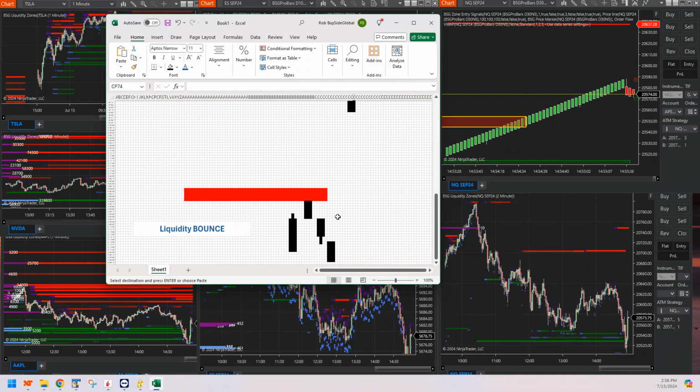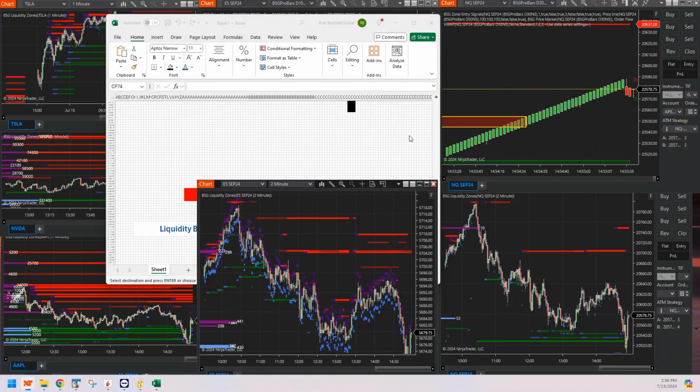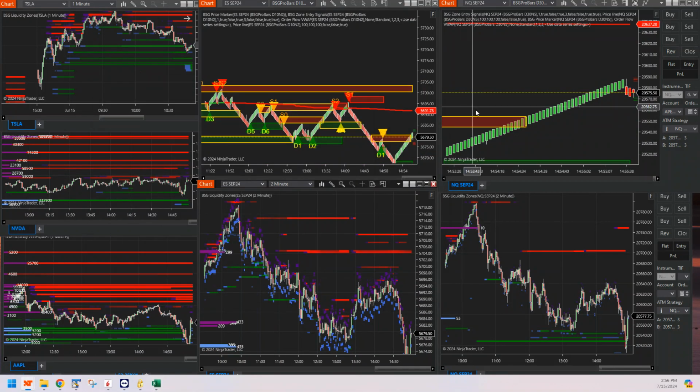Okay, so with these three concepts, let me try to explain what happened today in the market. I'm recording on July 15th, 2024. I always trade NQ, but these two charts are ES, and these are NQ. Even though I trade NQ, I always look at the ES.